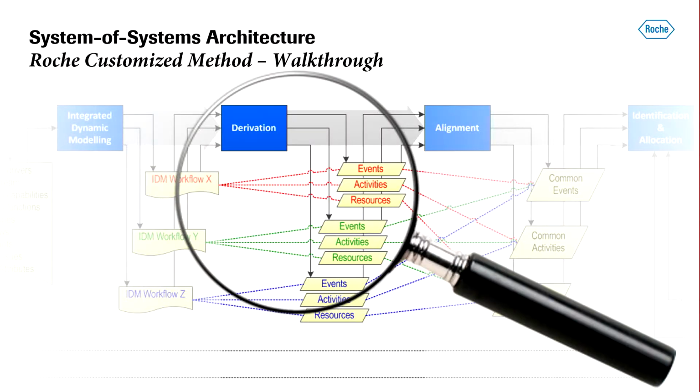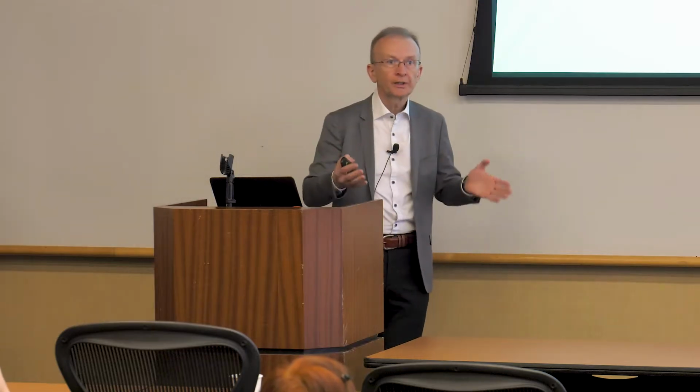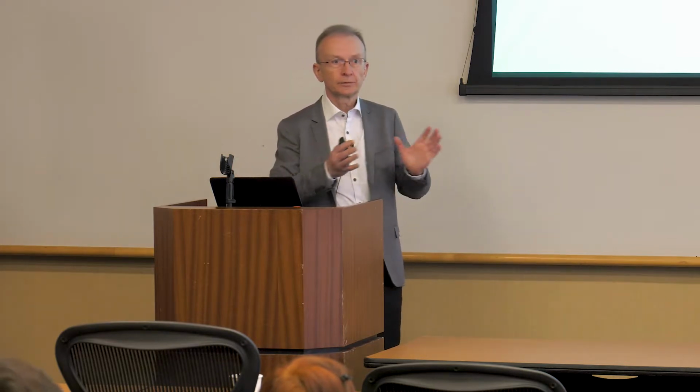So the next one, we call it derivation. And we are interested in this step in getting the information for interface design, which would be in this case the events, resources, and the resources in specific locations. And for the functionality allocation, in which system or system component the functionality should be implemented. And for this one, we need the performers, the activities, the rules and conditions. And we have here the usual choice options.